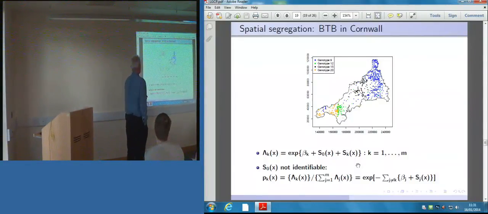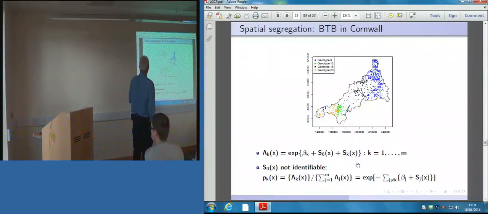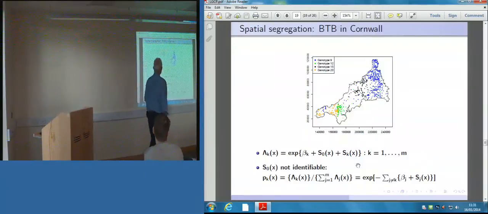And if you're interested in understanding all of that, you've got a problem, because from the data I've given you, S0 of X is not identifiable. It would be identifiable if you had a map of all the farms, like I had in Cumbria, but I don't have access to that. It clearly must exist somewhere. But absent that map, what I can identify is the relative intensities of the different genotypes. Okay? So in other words, I can estimate these individual components, but not the overall.